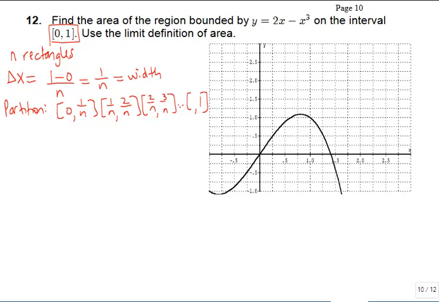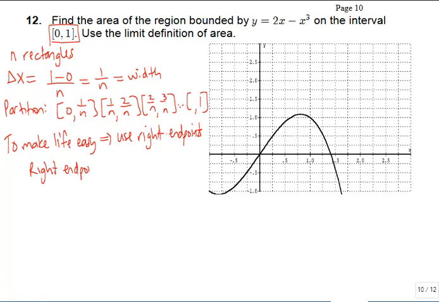Now what I like to do is choose the endpoint that's going to make my life easy. And usually, I always find to make life easy, that means use right endpoints, because they have a simpler formula to generate. So the right endpoint, you can see that that's going to be 1 over n, 2 over n, 3 over n, all the way up to 1. Here's the formula that will generate that.